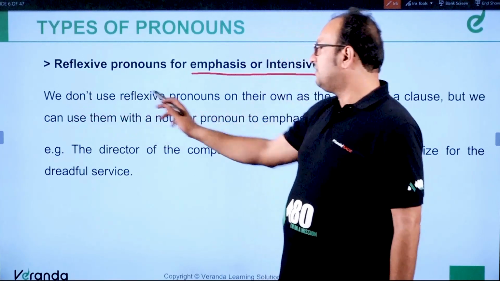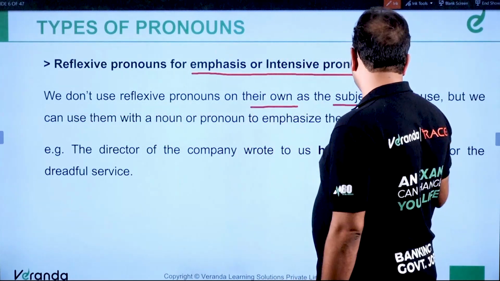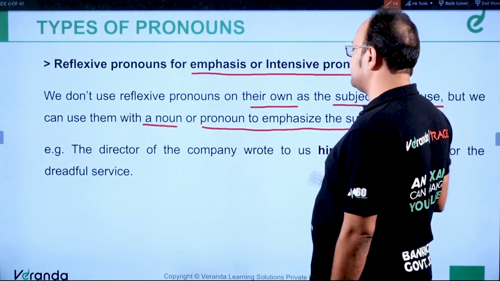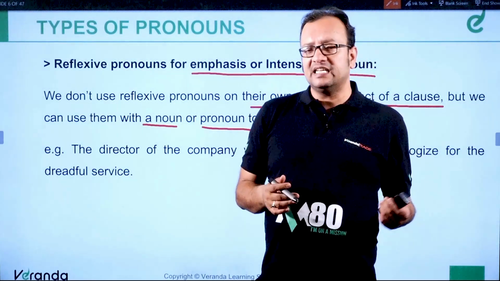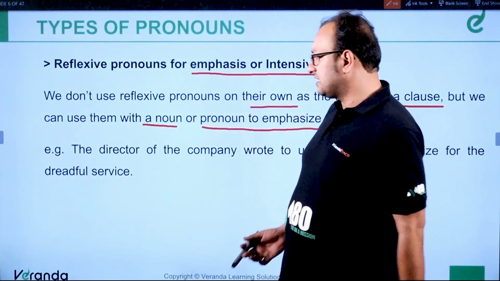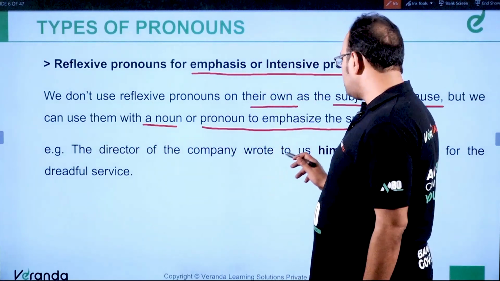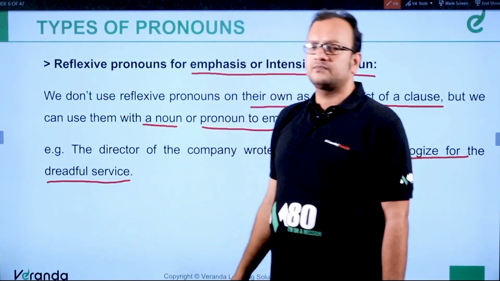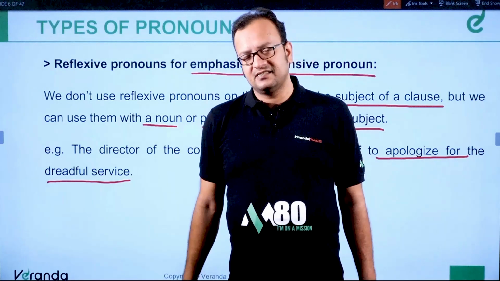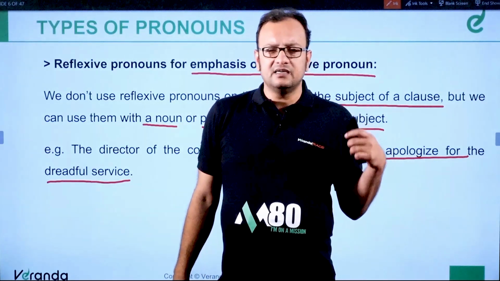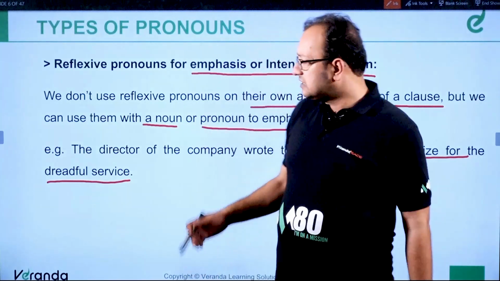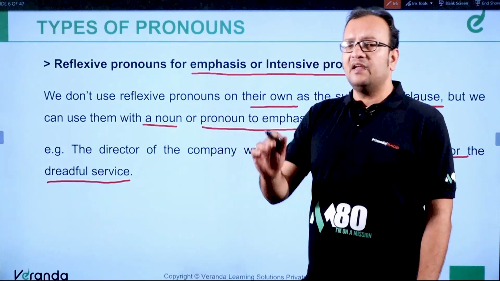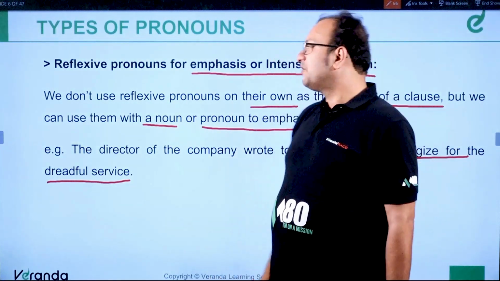We don't use reflexive pronouns on their own as the subject of a clause, but we can use them with a noun or pronoun to emphasize the subject. They cannot be made the subject of the sentence, but they can be used to emphasize the subject. For example, the director of the company wrote to us himself to apologize for the dreadful service. He himself wrote the letter. The king himself decided to give his verdict. This way, it is used. The reflexive pronoun is used for emphasis, so it's known as an intensive or emphatic pronoun. Clear? Okay, moving ahead.